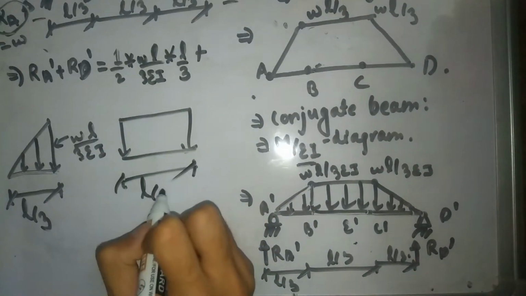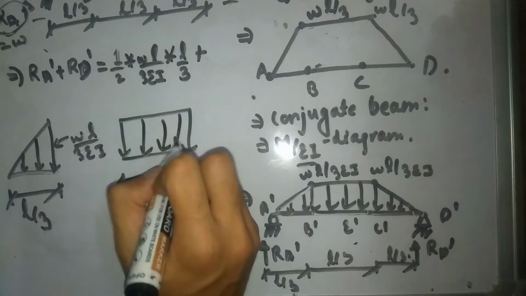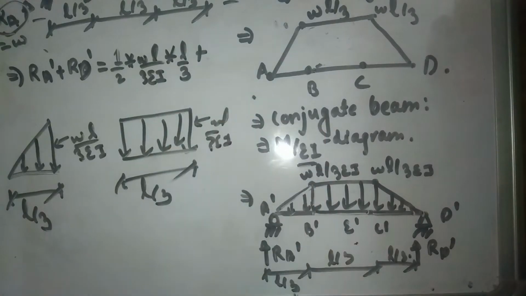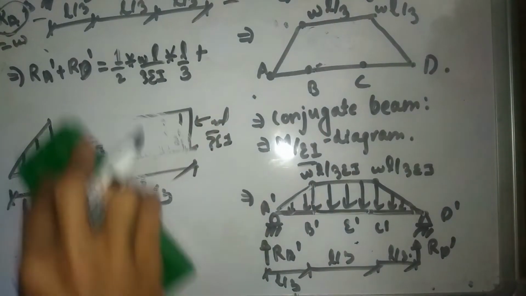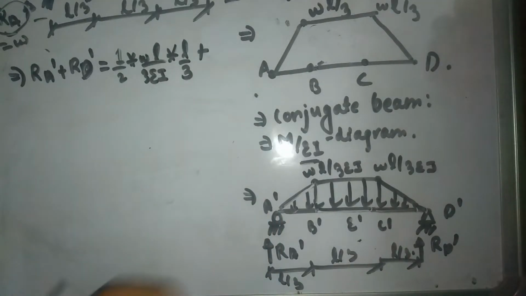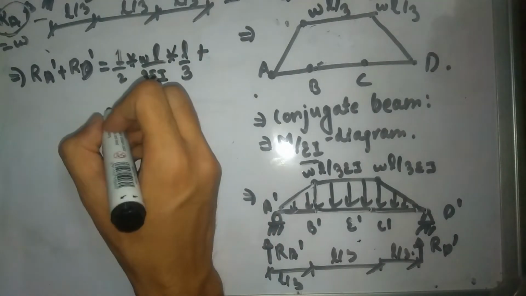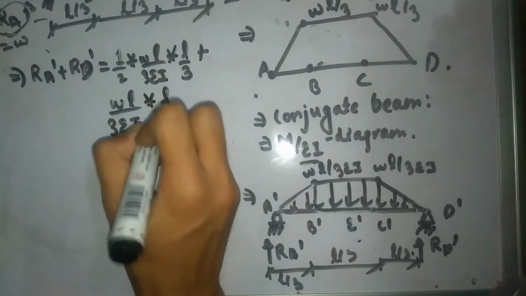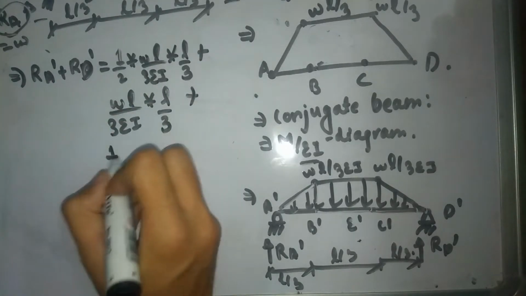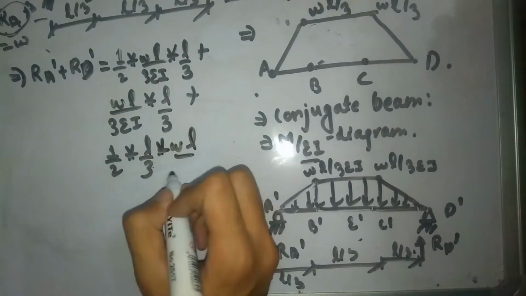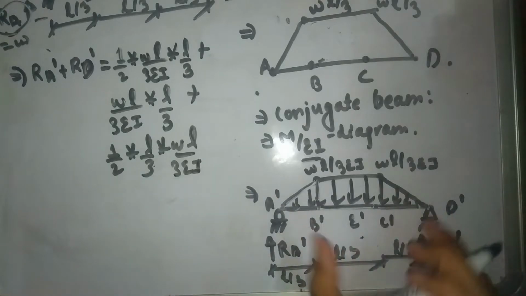This is acting at a span of L by 3. Again the magnitude is WL by 3EI. It's the same magnitude, WL by 3EI. So let me drop this. So this is going to be plus WL by 3EI into L by 3, plus again 1 by 2 into L by 3 into WL by 3EI. This is going to be the same for this part as well.